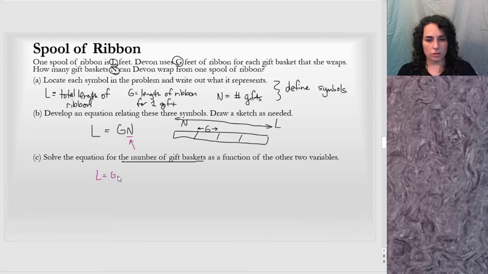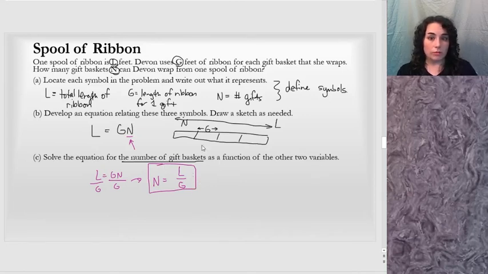So let's go ahead and do some algebra on this. I want to get N by itself, so I'll divide by G on both sides. And when I do the algebra here, I get N equals L over G, which we might expect, right? We have a total length. We divide by the length per gift, and that would give us the number of gifts. So this is what they're asking for in this problem. Solve the equation for the number of gift baskets as a function of the other two variables.